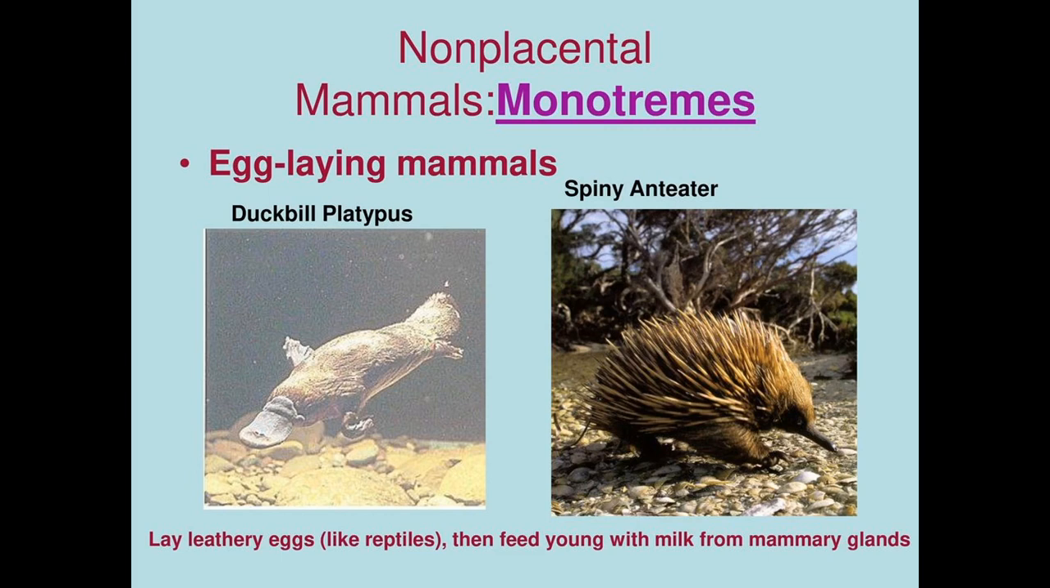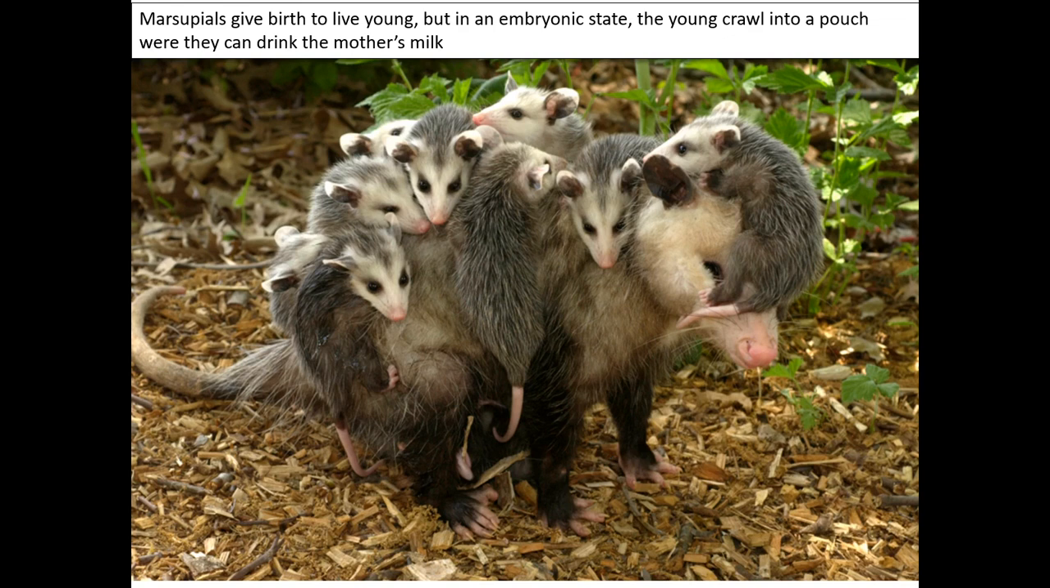So that's not how monotremes do it. Monotremes, remember, that includes the extant duckbill platypus and the spiny anteater, aka the echidna, lay eggs just like reptiles, and they feed their young with milk from their mammary glands. So they're very strange creatures, right? So those are the monotremes.